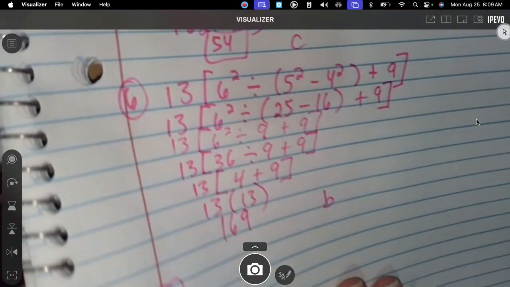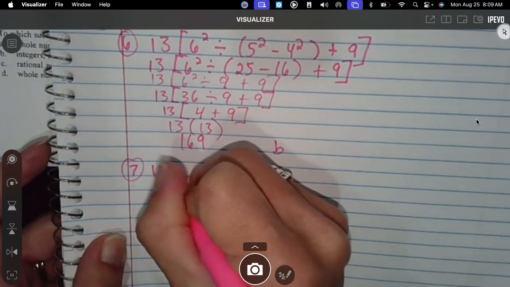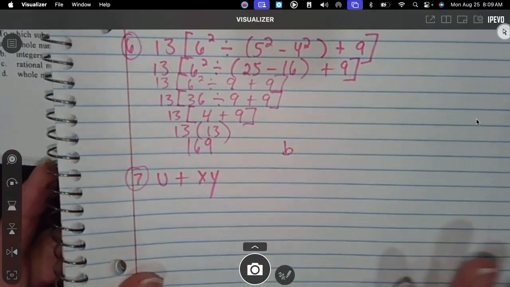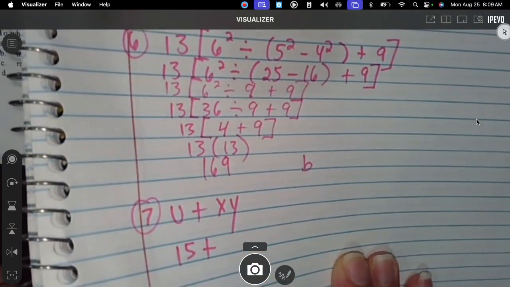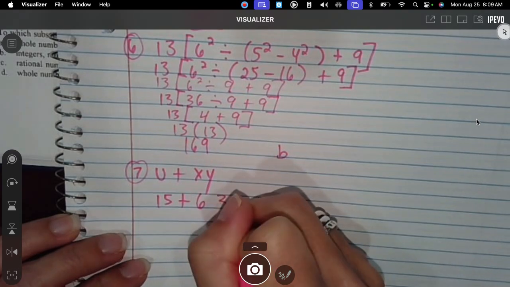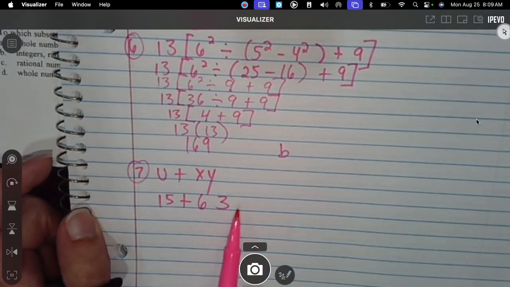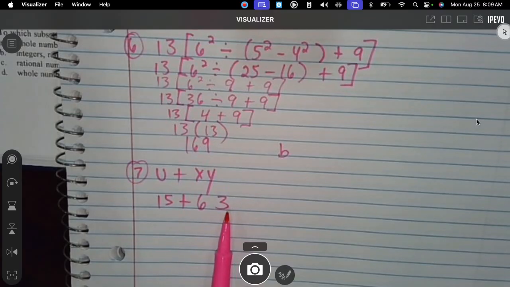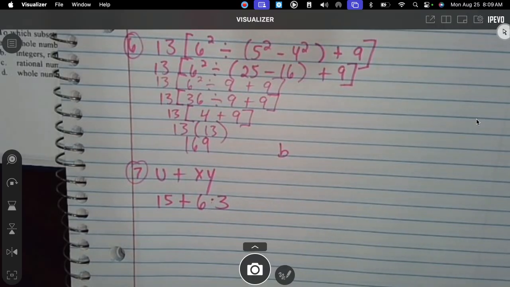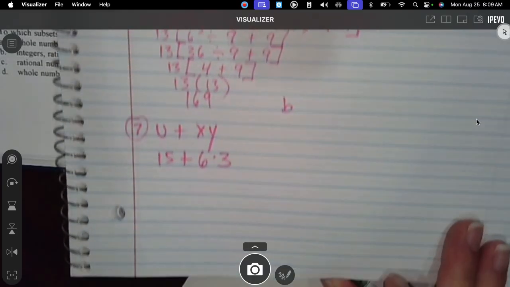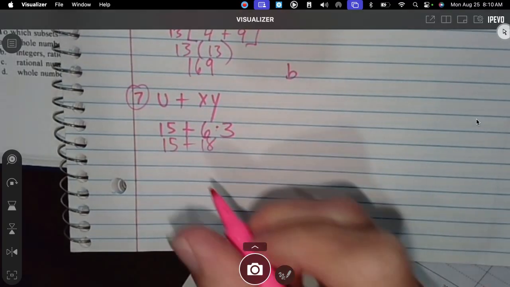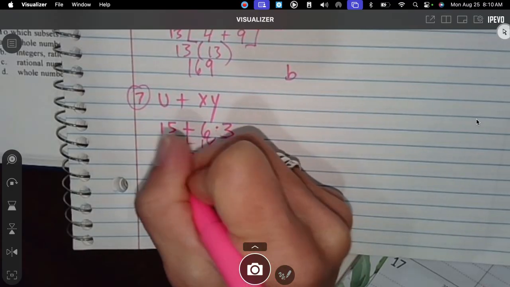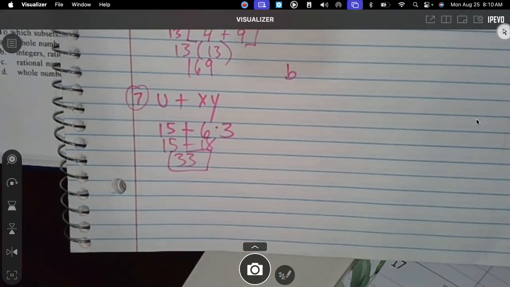Number 7, it says evaluate U plus XY. But they tell us that U is 15, X is 6, and Y is 3. But this is not the number 63, it's 6 times 3. Remember, when you have X, Y together, they're multiplied. So make sure you multiply there. What is 6 times 3? 18. So 15 plus 18, what do you get for this one? 33. There we go. There's number 7.